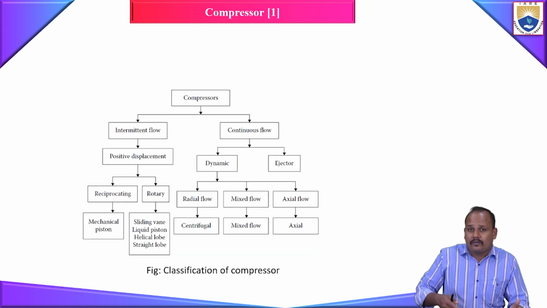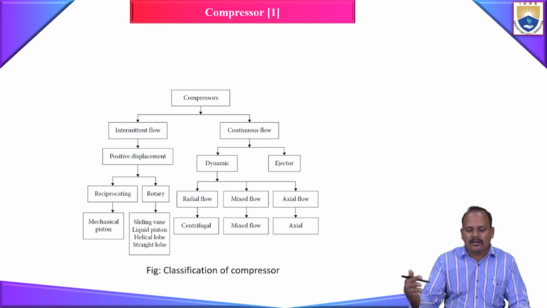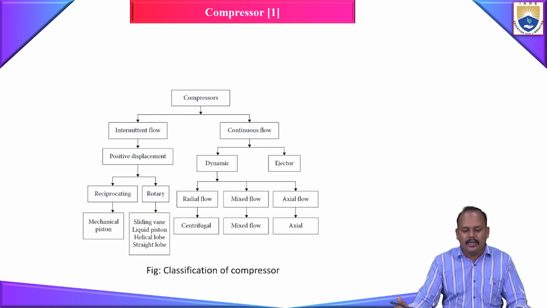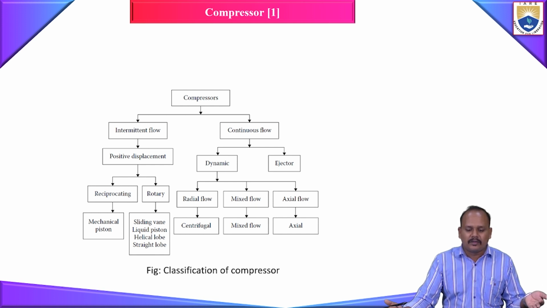Now we are going to see the classification of your compressor. Compressor, as the name suggests, is going to compress your air, meaning it is going to increase the pressure. How it increases the pressure, we will see now. Before that, we will see the classification of your compressor. When we take a compressor, we have a major category: one is the intermittent flow compressor, another is the continuous flow compressor. Intermittent flow means the flow through your compressor will not be continuous. It's kind of like a pulse. Whereas in continuous flow, your airflow will continue to pass through.